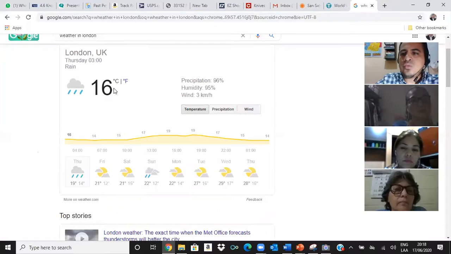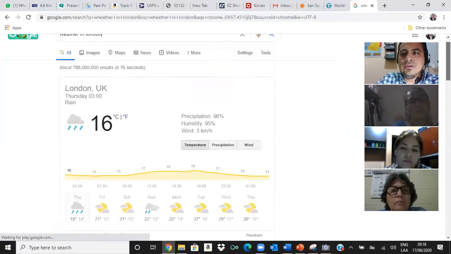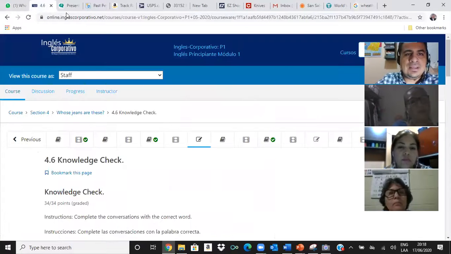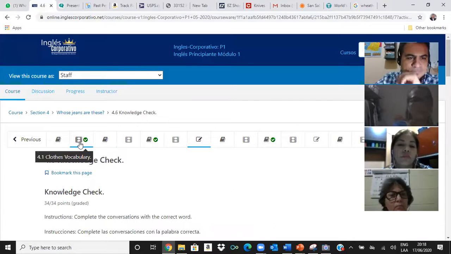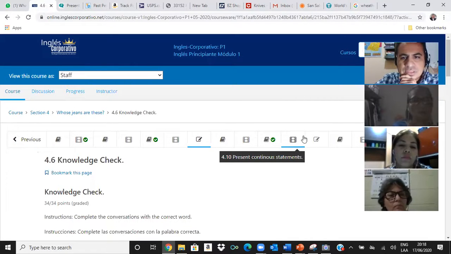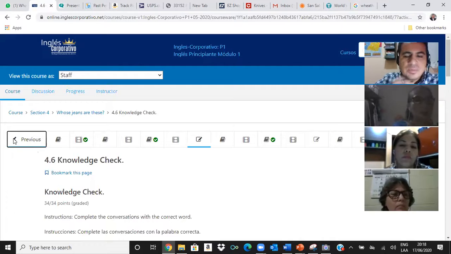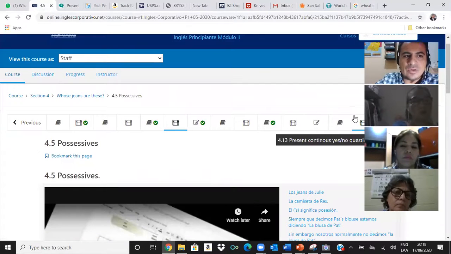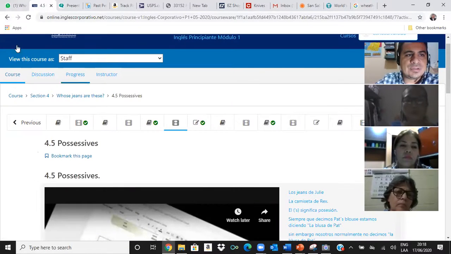What should I wear? What do you recommend that I wear? Okay? So do you remember the lesson that we did? Había una lección that we talked about weather. I'm sorry, no, clothing. I think it was, de verdad, la sección tres. Vimos una activity where we talked about clothing. Do you remember? Yes.